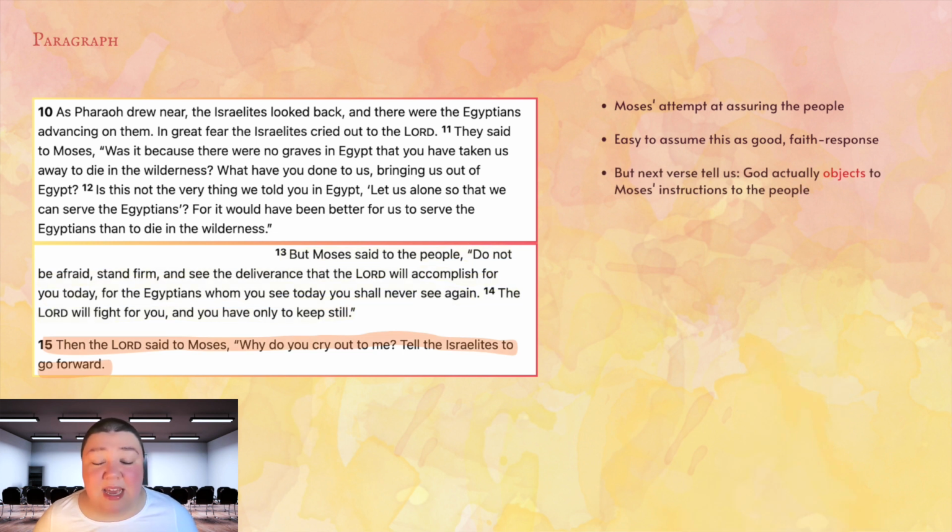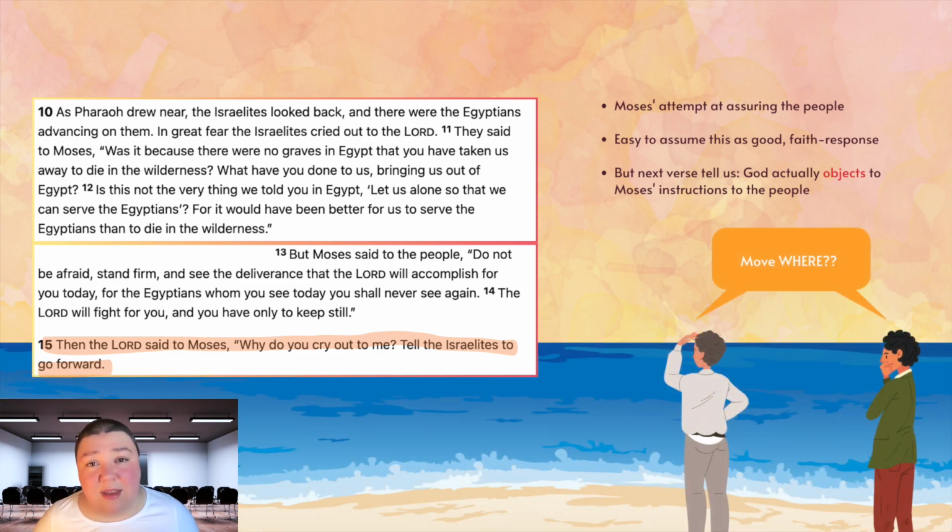God actually objects to Moses' instructions to the people. He says to Moses, "Why are you crying out to me? Tell the Israelites to move on." Now, at this point, we may be scratching our heads wondering, move where? They're caught between an army and the sea. And so we read the verses that follow to gain a contextual understanding.